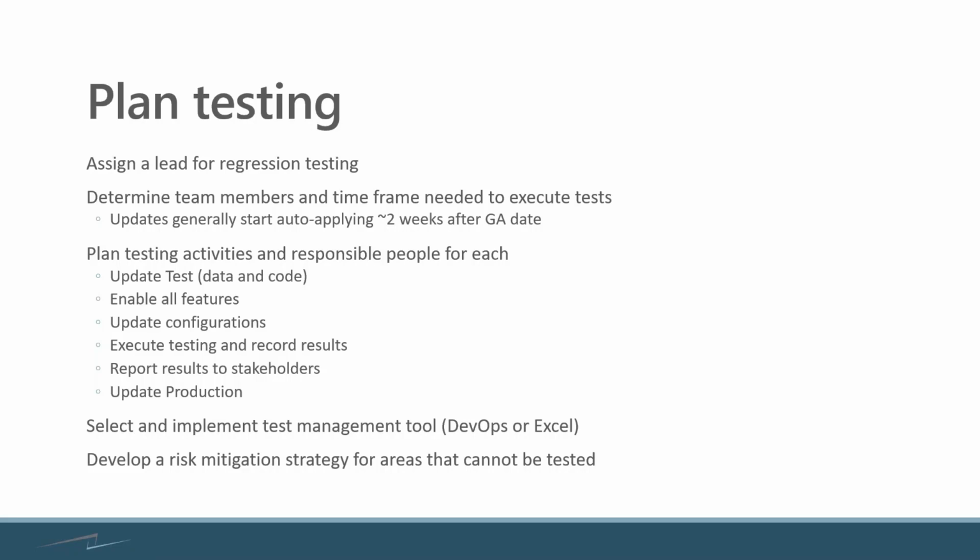Part of your test planning, you're going to select and implement your test management tool. You can use DevOps, or you can use Excel for that. We generally recommend using DevOps to do that, and I'll get into another reason for that in a minute. And then finally, there are some areas that might not be testable. So develop a risk mitigation strategy for those areas. An example would be something where you're relying on an ISV for an integration, and there's just no test system available for that integration.